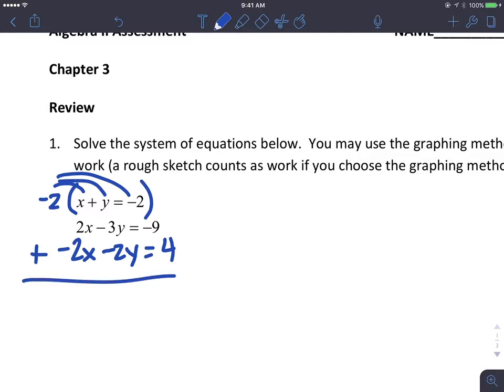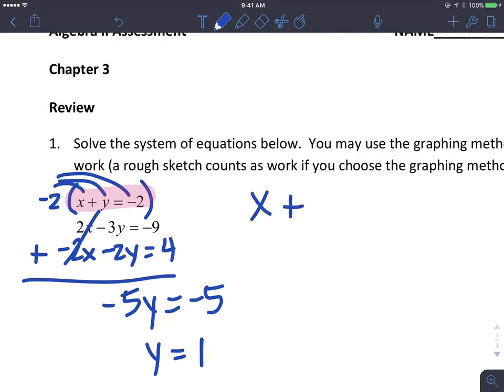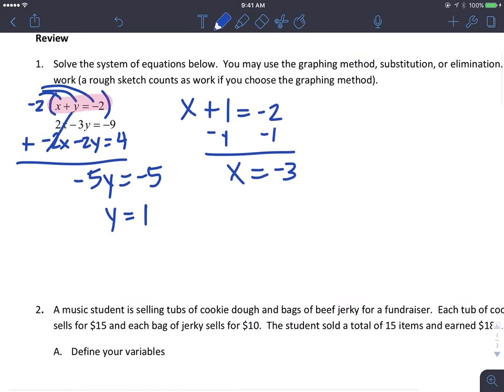Now I'm going to treat that like a giant addition problem. These cancel out. -5y equals -5. So we get y equals +1. Now that we have our y, we take that number and plug it back in to one of the equations. I think it's going to be easiest to plug it back in to this original equation up here. So x plus y, but we know y is 1, equals -2. Subtract that 1, -1, we get x equals -3. So our solution for this one is -3, 1.